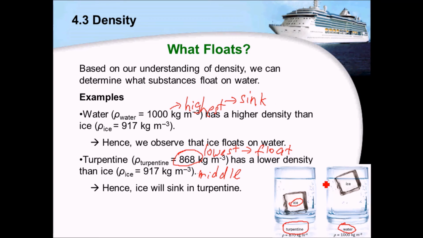Alright, so in other words, when ice is in water, ice will float while water will sink. If ice is with turpentine, ice will sink while turpentine will be above the ice. Okay, so the highest will sink and the lowest will float. So let's move on.